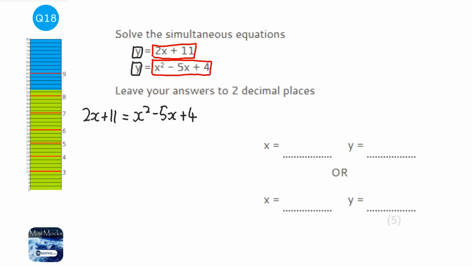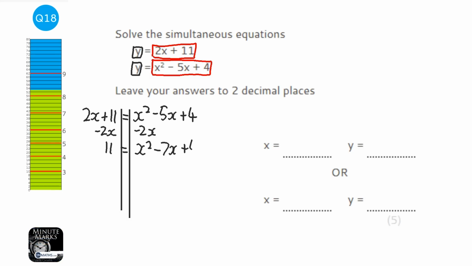And then we would need to move that around so that we have it equal to 0. So we're going to take away 2x both sides. So we've got 11 equals x squared minus 7x plus 4. And we're going to take away 11 both sides. So we've got equal to 0, which we need quadratics to be equal to. So it's 4 take away 11, which is going to be 7, so minus 7.